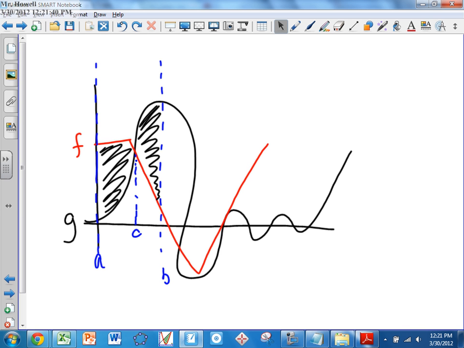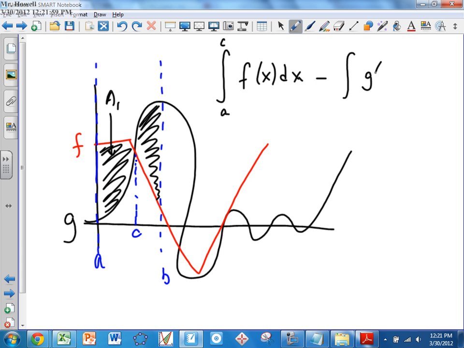First part, anybody? We'll call this area 1, A to C. Area 1 is the integral of f of x dx from A to C, minus the integral of g of x dx from A to C. Good job.